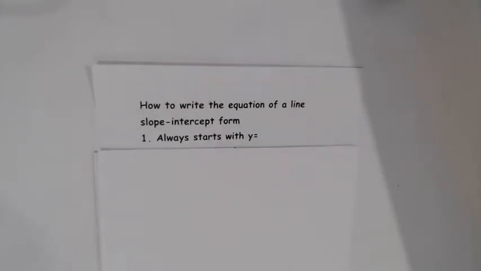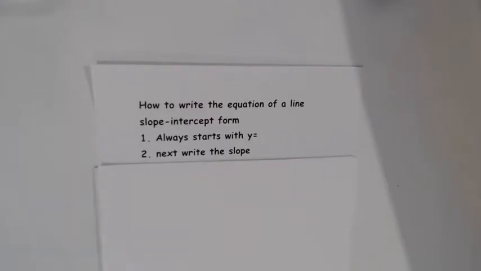Slope-intercept form always starts off with y is equal to. It can't start off with anything else. Always y is equal to. y is equal to 2x plus 1, y is equal to 5x minus 9, y is equal to 1/2 x plus 3. It always has to start off with y is equal to.